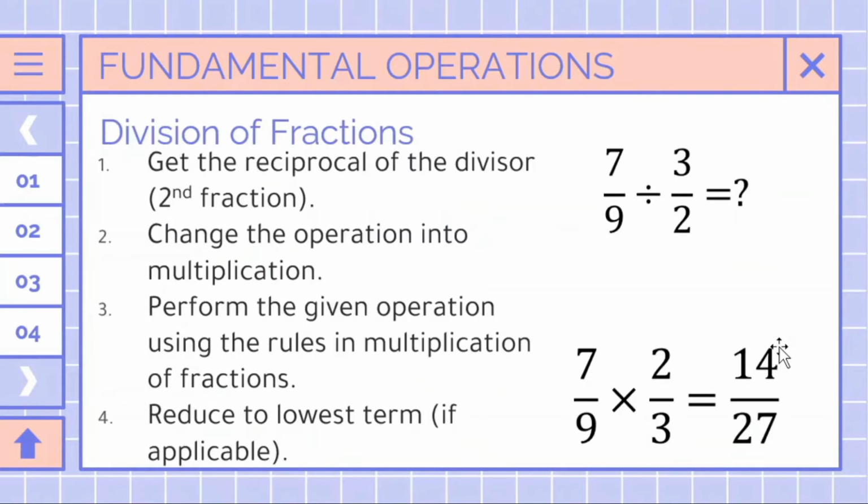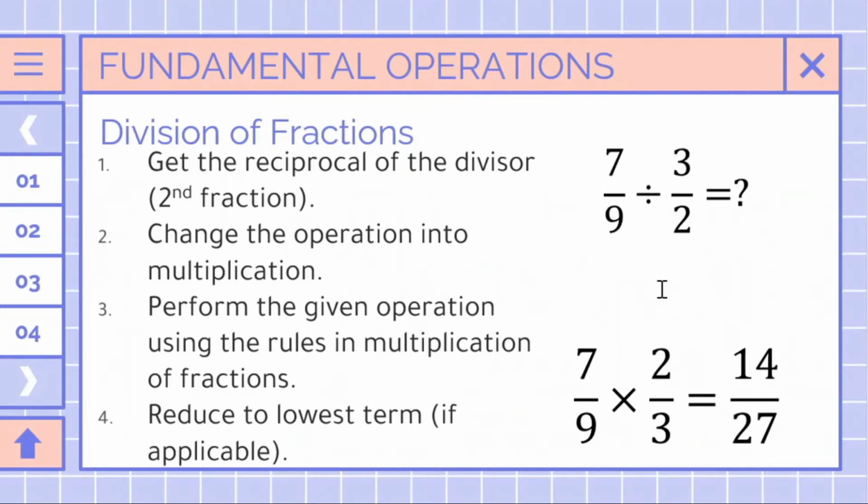Okay, let us go to our fourth operation, which is the division of fractions. Step 1. Get the reciprocal of the divisor. And what is the divisor in fractions? It is our second fraction, this one. And then, change the operation into multiplication. Third is to perform the given operation using the rules in multiplication of fractions. And then, reduce to the lowest term if applicable.